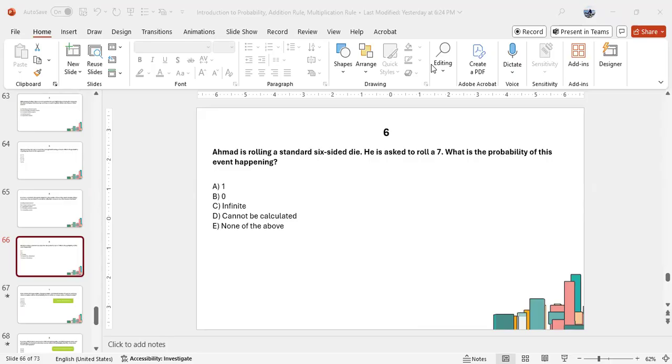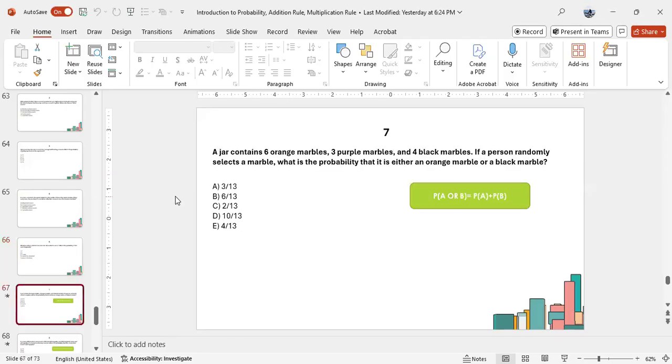The correct answer would be B, 0, because probability rule number 2 states that if we know that an event cannot occur, its probability is 0. If we are certain that an event will occur at any cost, its probability would be 1. A standard six-sided die has six sides, and there are 1, 2, 3, 4, 5, and 6 written over it. We cannot roll a 7. So the answer would be 0, because it is not possible to get 7 when we are rolling a standard six-sided die.